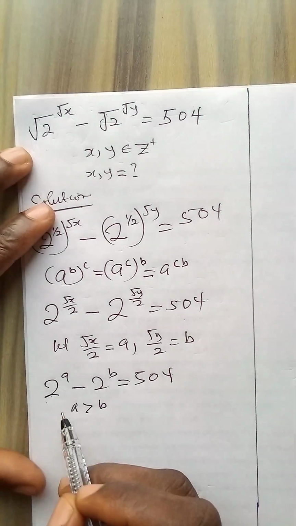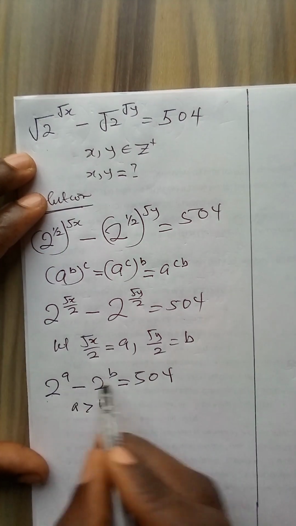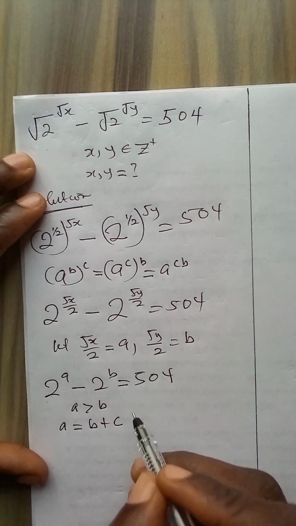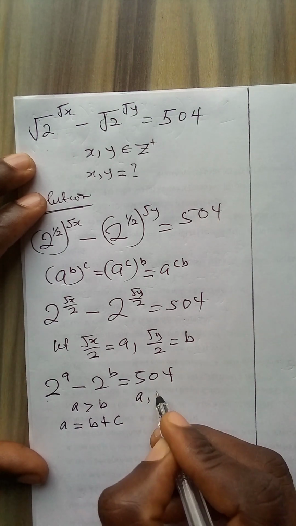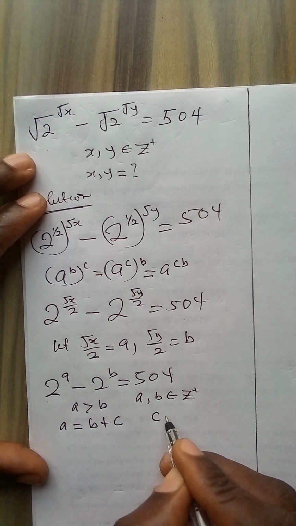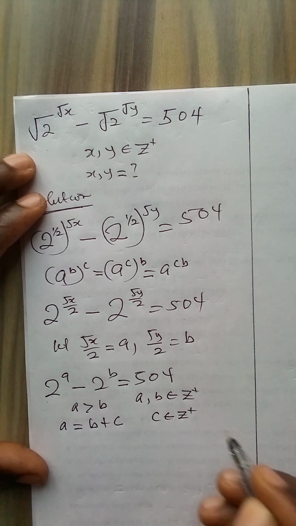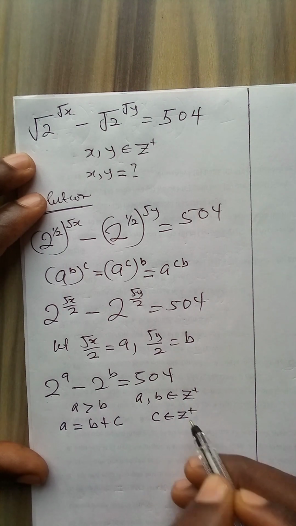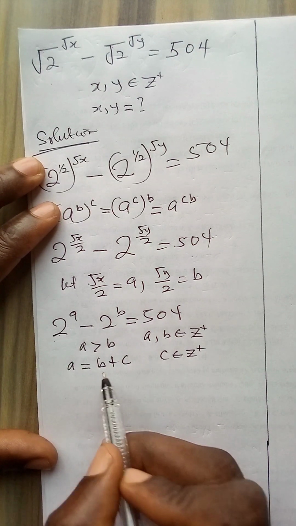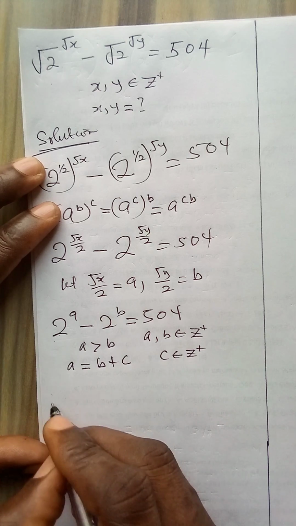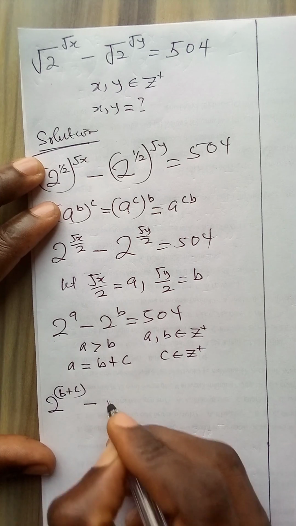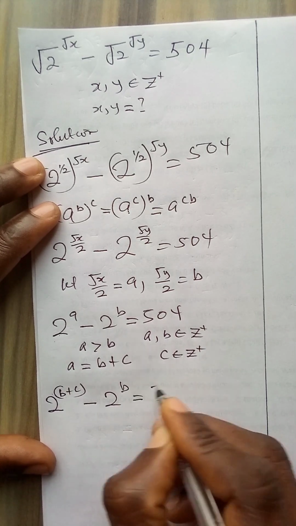Now, for us to proceed, let us rewrite this equation. a will now be equal to b plus c. Let's remember that a and b are positive integers, and therefore c must be a member of the set of positive integers. Now, instead of writing a, I'm going to write b plus c in place of it. So 2 to power b plus c, let's remember it's a term, minus 2 to power b is equal to 504.